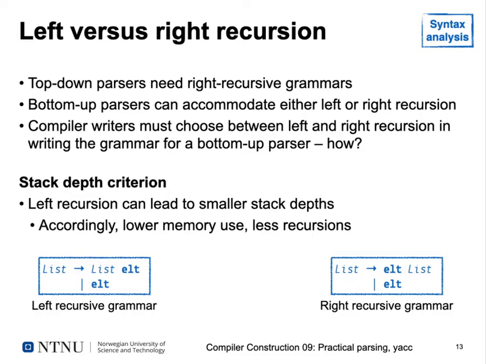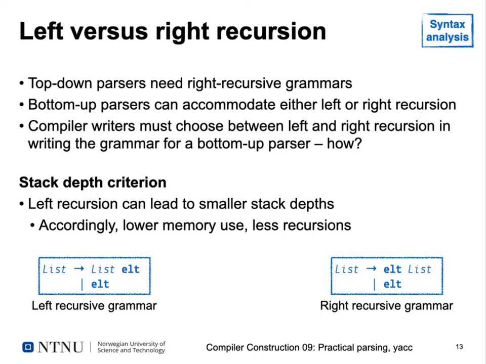So we're still talking about practical issues when implementing grammars to parse a language. And one practical issue we've seen was if we have left or right recursion in our grammar. And we've seen that a top-down parser needs a right recursive grammar, because if the grammar was left recursive, it would just end up going through its grammar symbols over and over again without ever finding a resolution. And a bottom-up parser can accommodate either left or right recursion. So compiler writers must actually choose between left and right recursion in writing the grammar for a bottom-up parser.